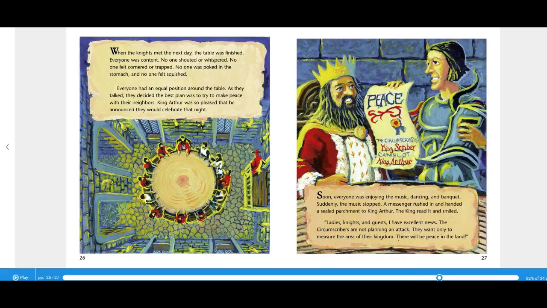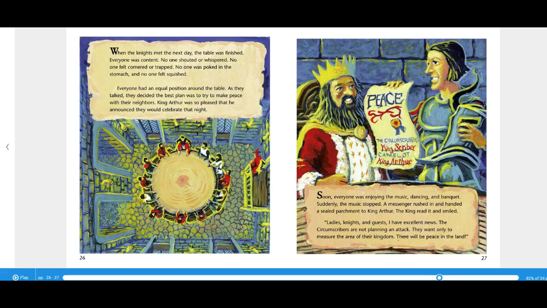When the knights met the next day, the table was finished. Everyone was content. No one shouted or whispered, no one felt cornered or trapped, no one was poked in the stomach, and no one felt squished. Everyone had an equal position around the table. As they talked, they decided the best plan was to try to make peace with their neighbors. So they announced they would celebrate that night.